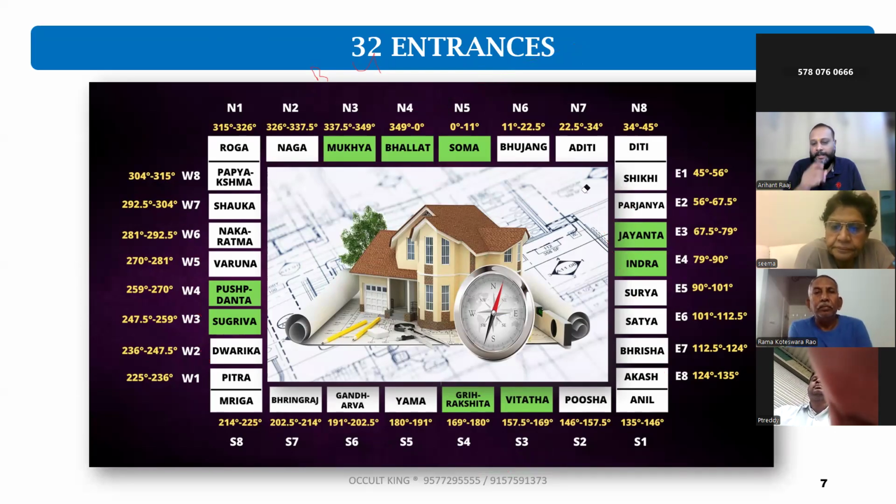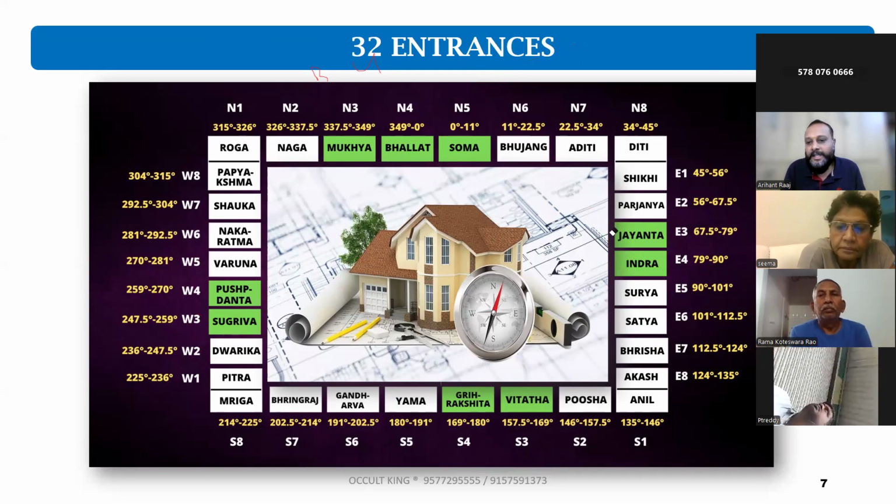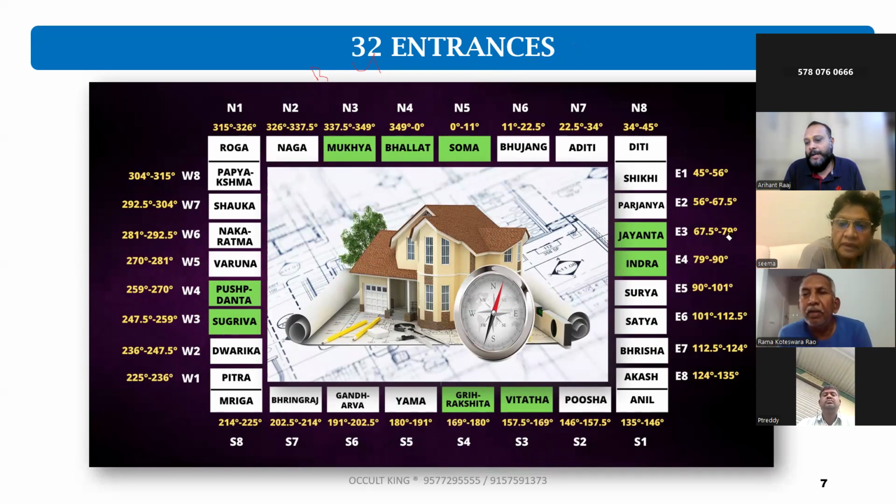You see the degrees. Where are the positive degrees? Which is green color? This is the positive degree. What is the Jayanta degree? 67.5 to 79 degrees. It is Jayanta. If I install my remedy exactly at 79 degrees, I can take the benefit of Jayanta as well as Indra.